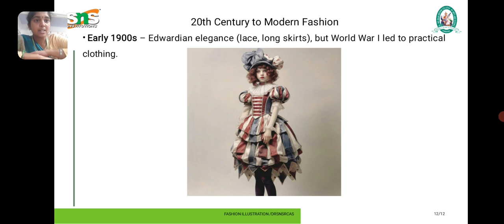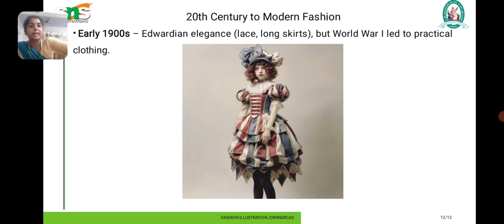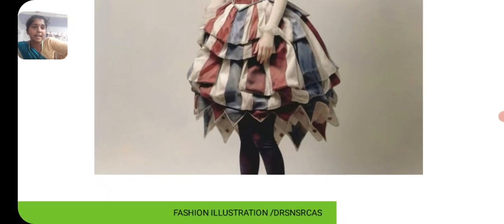Next, 20th century to modern fashion. Early 1900s, Edwardian elegance, lace and long skirts, but World War I led to practical clothing. It mainly concentrated on different colors with different styles, like layered garments with different layers.